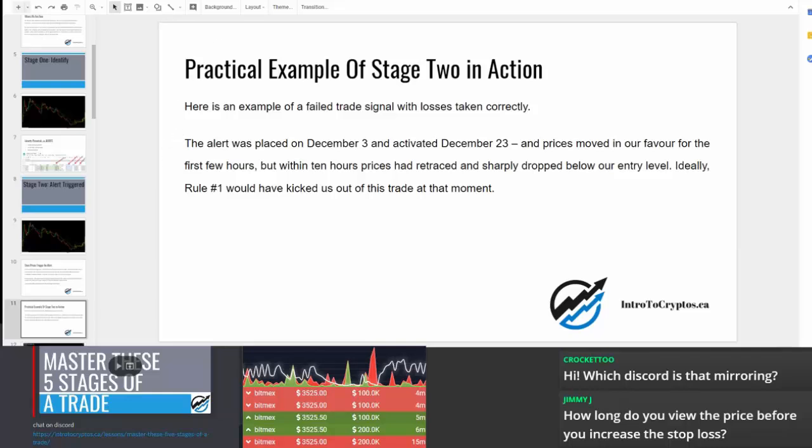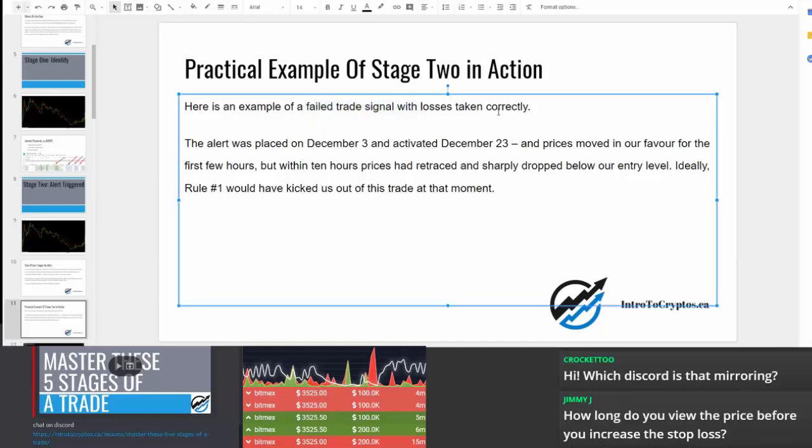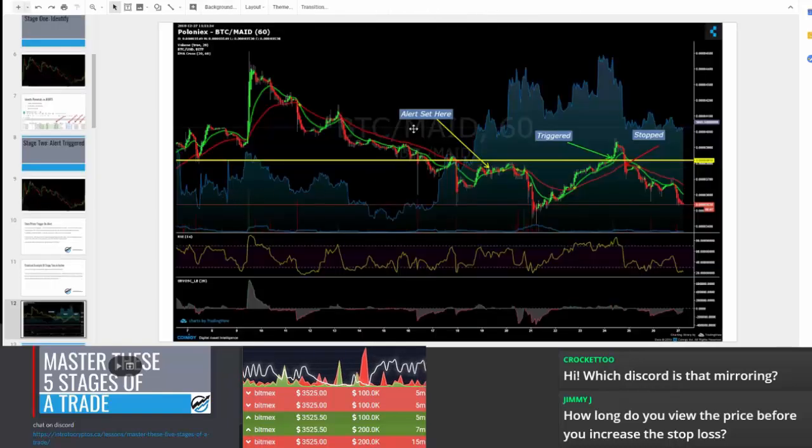Here is an example of a failed trading signal with losses taken correctly. Here is the alert, which was set on December the 3rd in this coin. So we saw the 1, 2, 3 bottom formation, things were consolidating. We said that if it breaks above the yellow line, that's where we would buy. And then prices faded back. But the alert, we kept it going. We just kept it written down that above those levels, it would be a good time to buy.